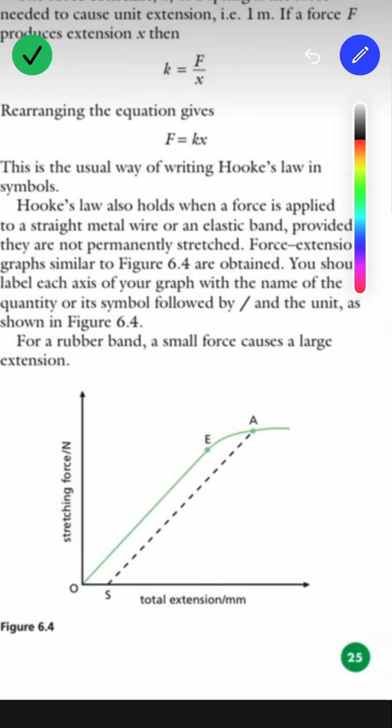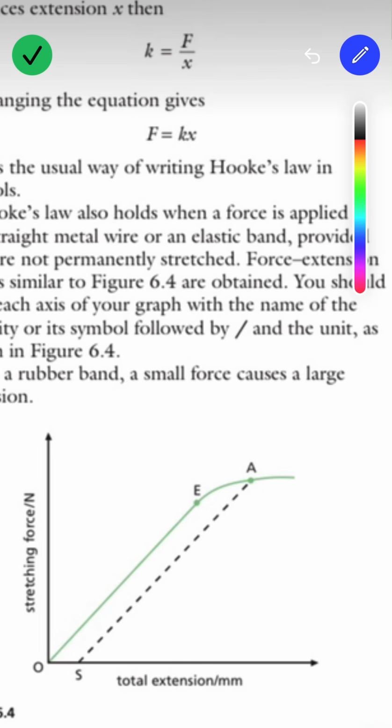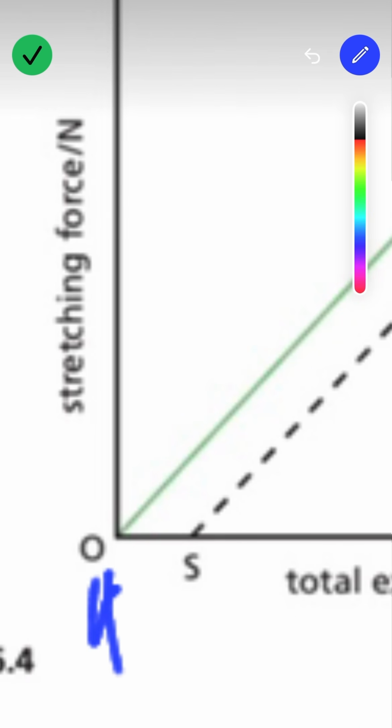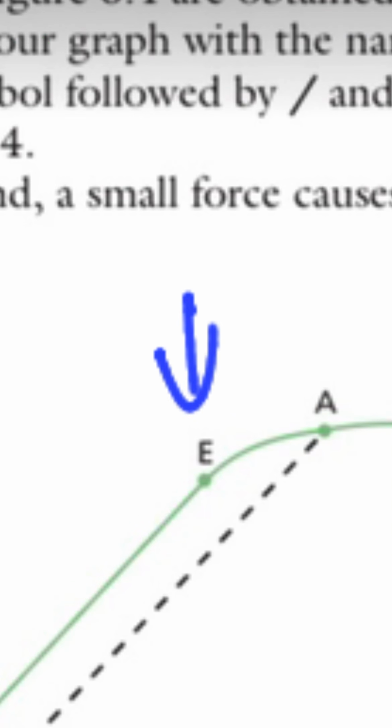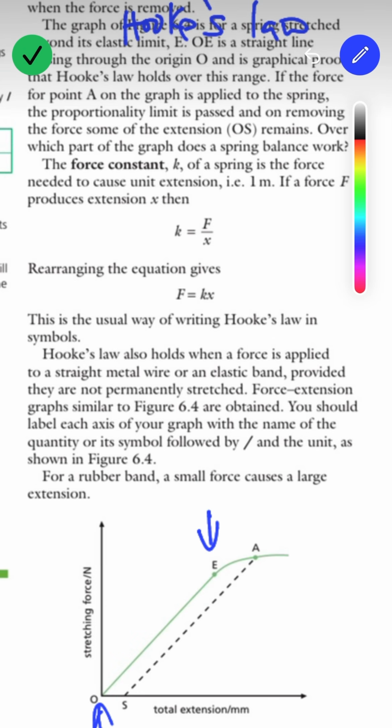For Hooke's law, the graph which explains it: from O to E, this is the point O, this is the point E. From O to E, an object is obeying Hooke's law. In other words, for each force that you place, there is a proportional extension. Just like a rubber band, or anything that can stretch, the more force you put, the more extension you get.